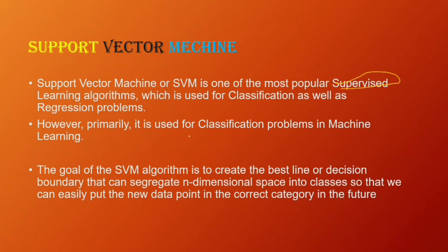The main goal of SVM algorithm is to create the baseline or decision boundary that can segregate n-dimensional space. That is used for face detection, image classification, and text categorization, etc. The main goal of SVM is to create a baseline.